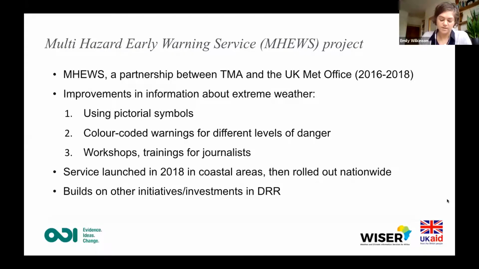So the study looks at the multi-hazard early warning service project, which was implemented by the Tanzania Met Authority and the UK Met Office from 2016 to 2018. The project made a major investment in improving the dissemination and understanding of information about extreme weather using pictorial symbols and color-coded warnings for different levels of alert. It also conducted a lot of workshops and trainings for journalists and local government and others that would be disseminating information with communities. The service was launched in 2018 in coastal areas, and it was so successful that it's being rolled out nationwide.